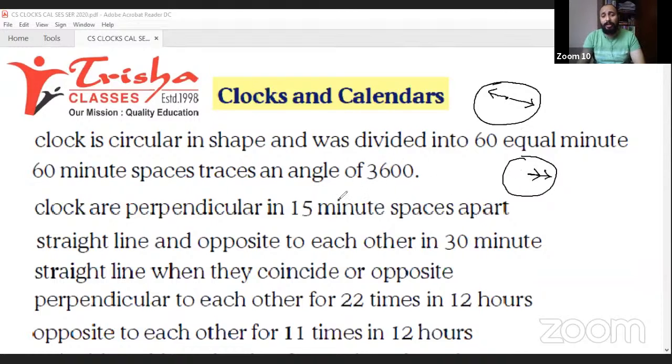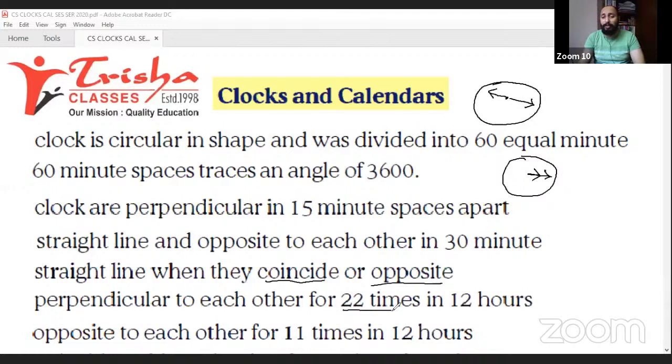So coincide is equal to opposite is equal to straight line. So straight line is both of them. That's why the hands form a straight line, opposite or coinciding. When they coincide or are opposite, both are called straight lines.